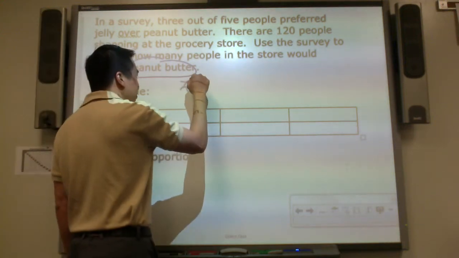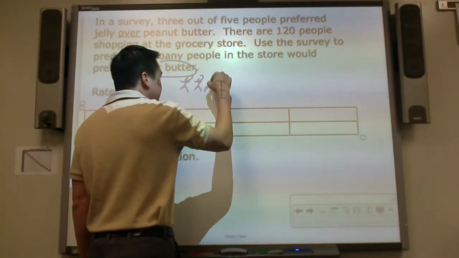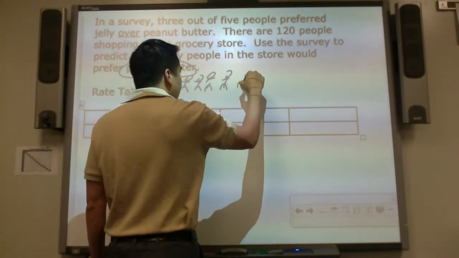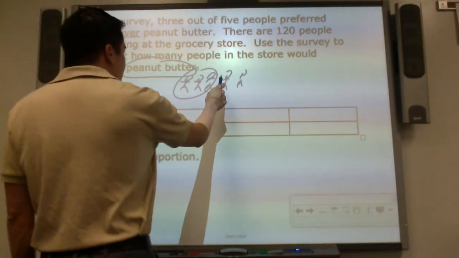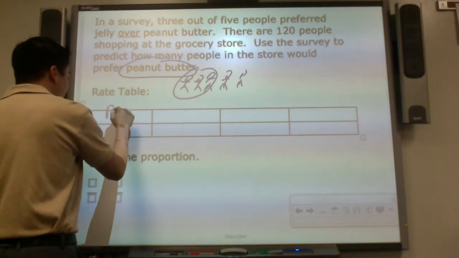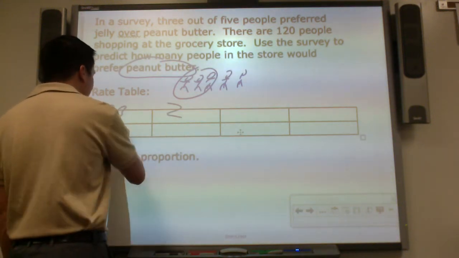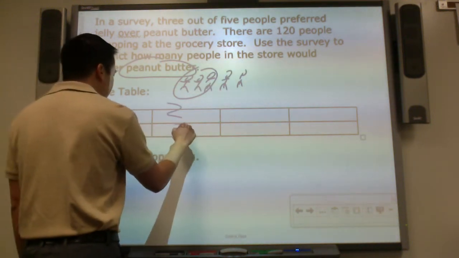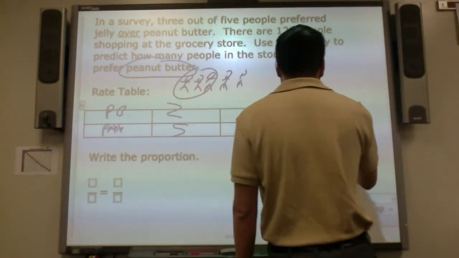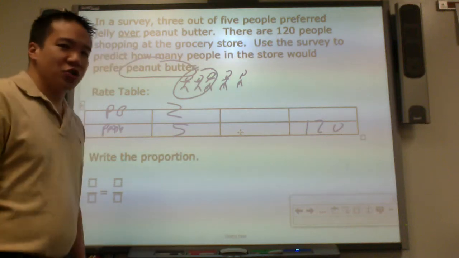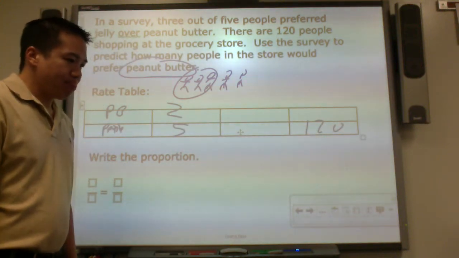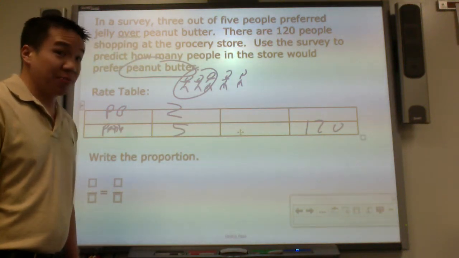So if I have 5 stick figures, these 3 like jelly. These 2 like peanut butter. So 2 people out of 5 people like peanut butter. I have to build it up to 120 people. How do you build 5 to 120? I don't know. Times something.